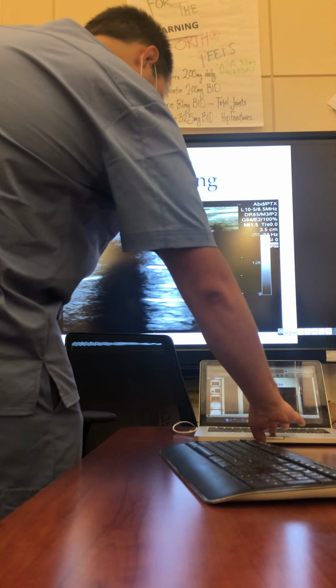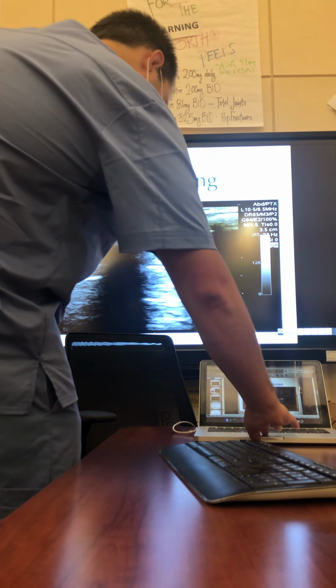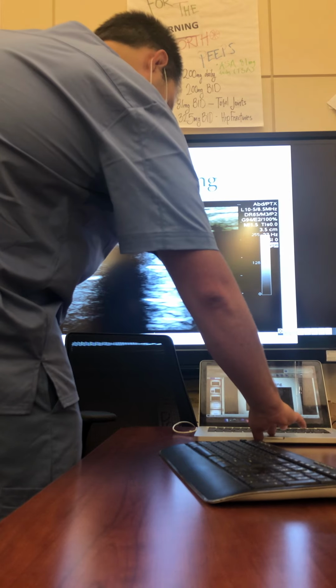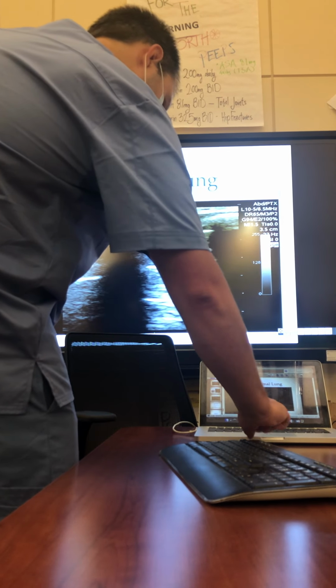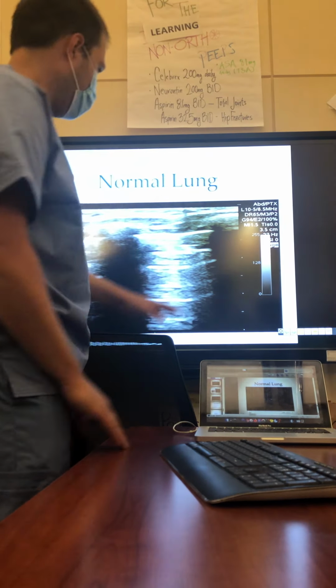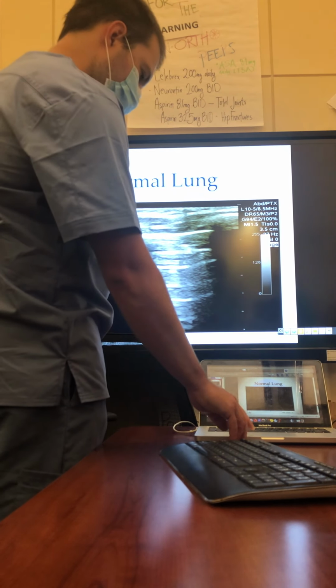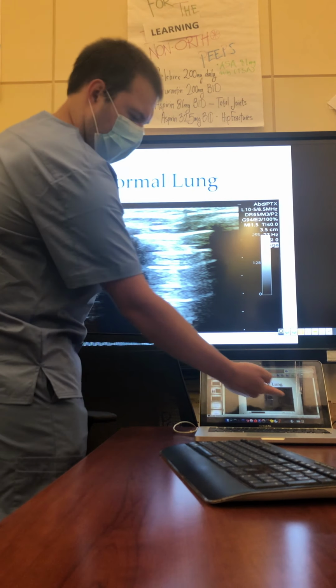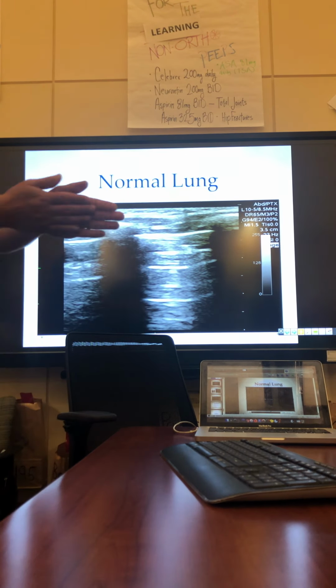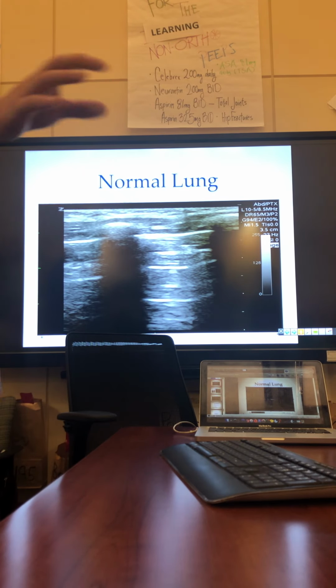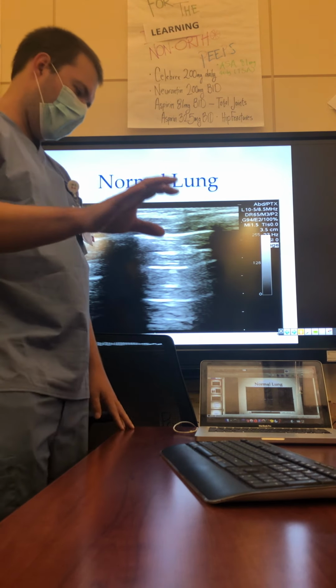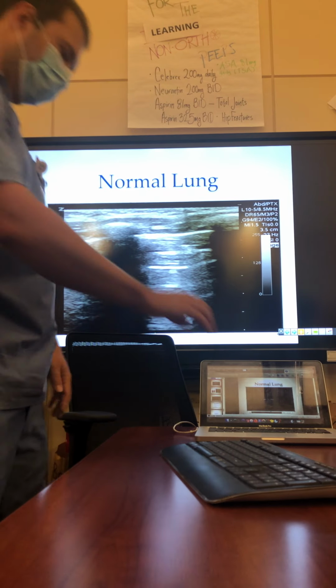Let me show you this one, because this one's pretty cool to see. So this same thing, we're looking at pleural line. It's a little bit of a different picture, but you're looking for sliding. You're looking for movement of that pleural line. You see how sometimes it's referred to as ants on a log, or basically just movement.